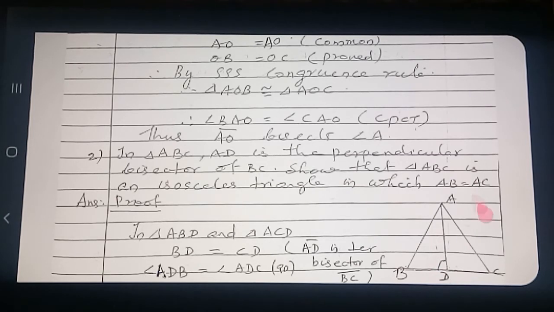Clear? So, what is the question? You want to prove AB equal to AC. For proving AB equal to AC, you take the two triangles containing those sides. That is only the short method. Find out two triangles containing those sides.